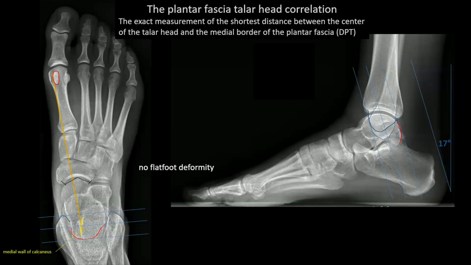For each chord, the perpendicular bisectors are drawn using three equally sized circles. The center of the talar head is located where the two bisectors intersect. The shortest distance between the medial border of the plantar fascia and the center of the talar head, DPT, is measured.